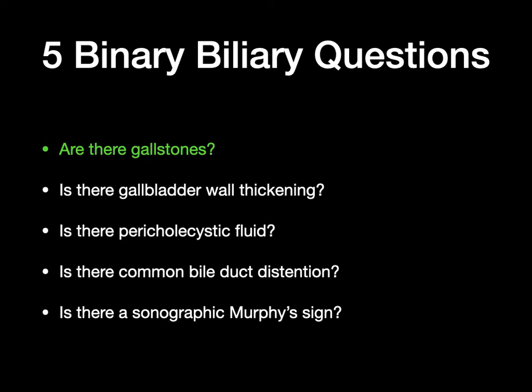Once you've found the gallbladder, you're going to ask each of these questions to yourself. Are there gallstones? Is there gallbladder wall thickening? Is there pericholecystic fluid? Is there common bile duct distension? Is there a sonographic Murphy sign? Not surprisingly, affirmative answers to these questions suggest the presence of cholecystitis, choledocholithiasis, or ascending cholangitis, depending on the surrounding clinical and laboratory circumstances.